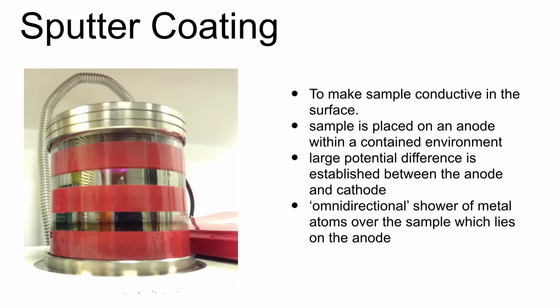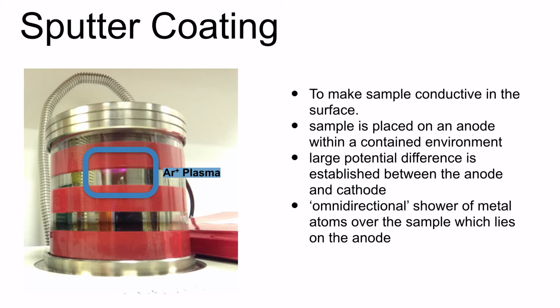In sputter deposition, the sample is placed on the anode within a contained environment, while the cathode is composed of a metal with which we are going to be coating the sample. After air molecules are removed to create a vacuum, an inert gas, such as argon, is pumped into the container. A very large potential difference is established between the anode and the cathode, causing argon glow plasma to form as argon gas is ionized to argon+.